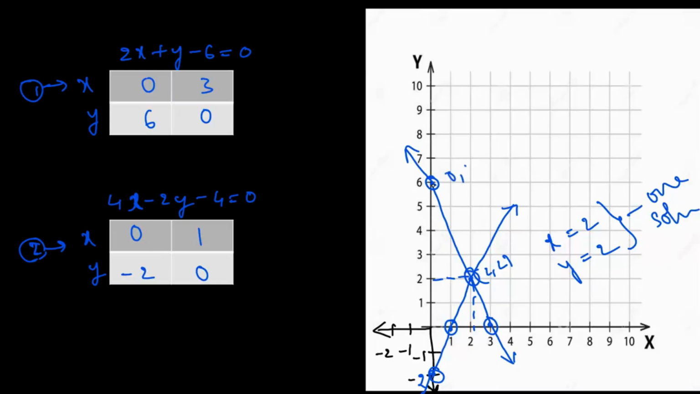Here it is 0, comma 6. This is 3, comma 0. This is 1, comma 0. And this is 0, comma minus 2. Let's go to the next problem.